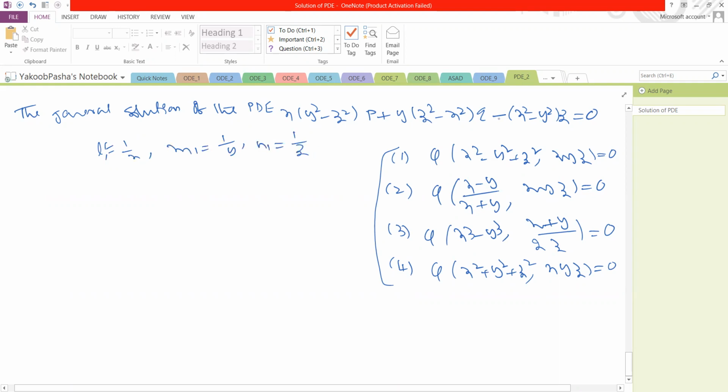Okay, the fourth option is the right option. Take L1 = 1/x, M1 = 1/y, N1 = 1/z. The y² terms cancel, and the x² − y², y² − z², z² − x² terms cancel out. So 1/x dx + 1/y dy + 1/z dz = 0. Then log x + log y + log z = log c1, that is xyz = c1. This is the first column.